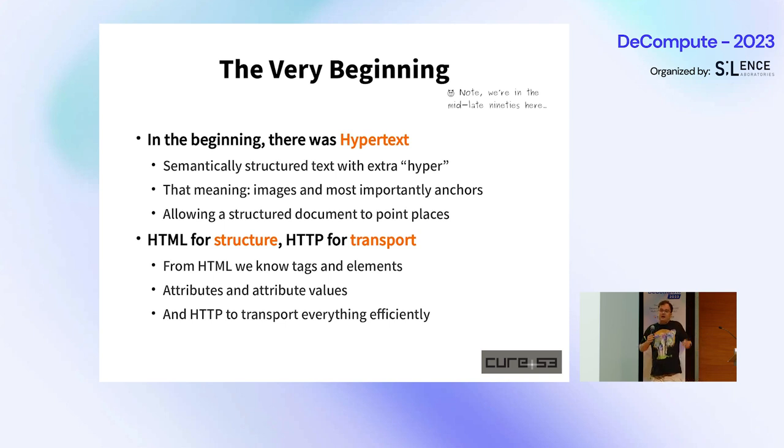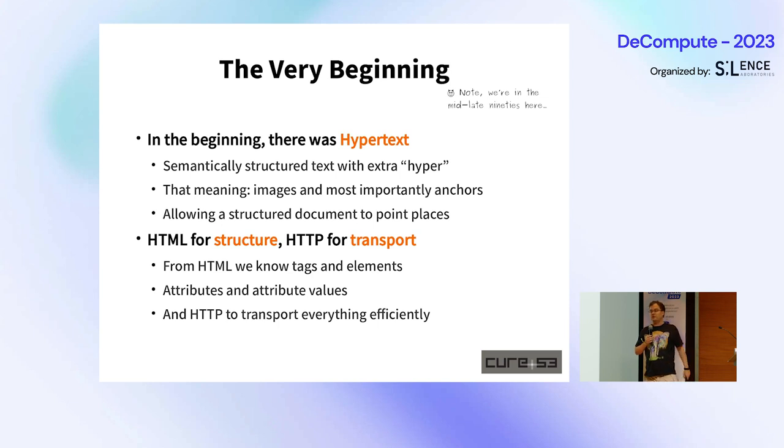But at the end of the day, hypertext is nothing else but semantically structured text with a little bit of hyper that gives us some interactivity to the whole thing. We have HTML that gives us the structure, hypertext markup language. And of course, we want to transport the whole stuff from A to B, and we use for that HTTP, hypertext transfer protocol.